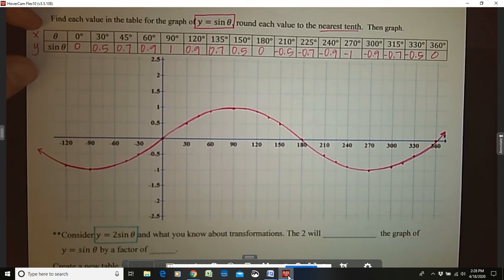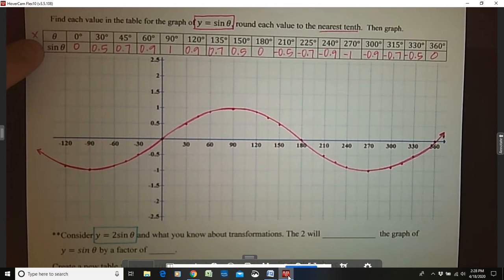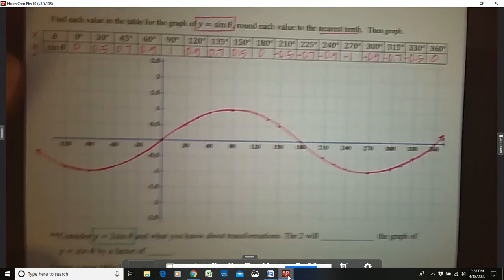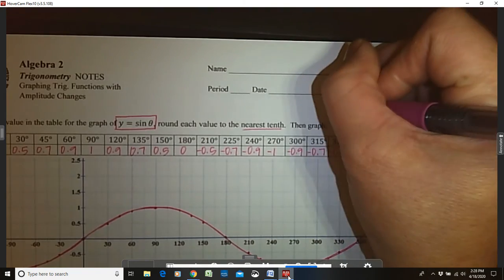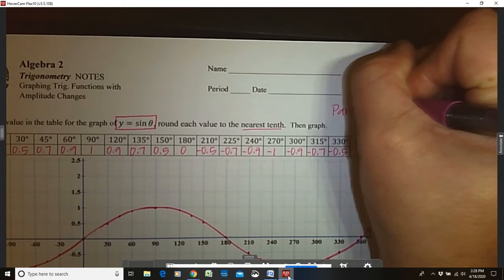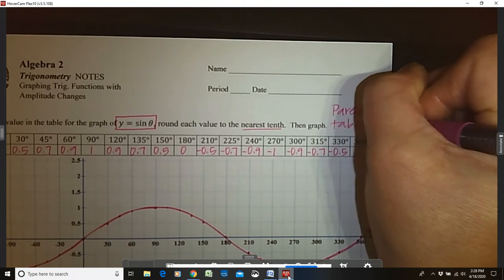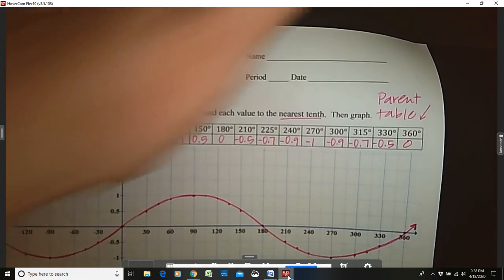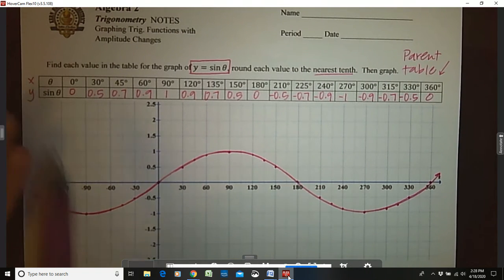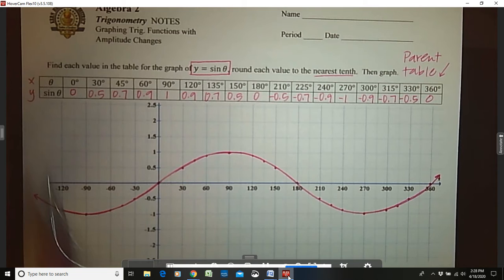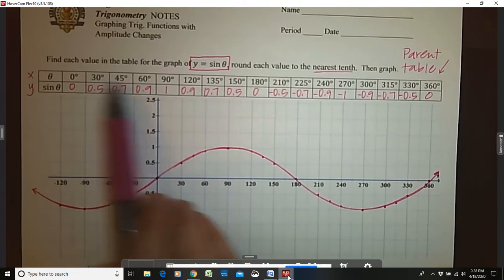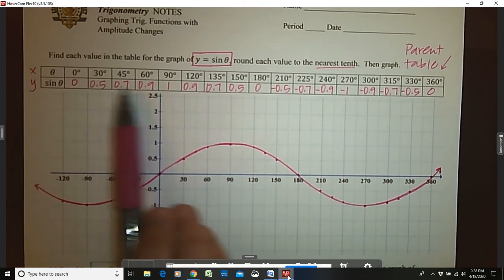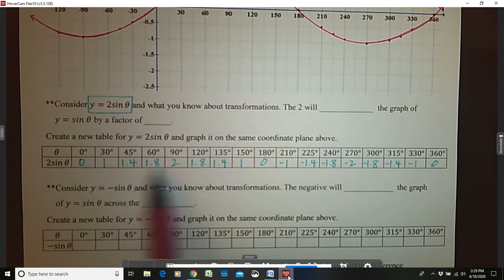Now, we're going to do that for all of these graphs. You're going to take the parent table, and you're just going to look at whatever number is out front and multiply these values by that number. So this is the parent table for sine. You can probably remember from transformations that we always go back to that parent table and just modify it by multiplying the x or the y values by something. In this unit, you're always just going to be changing these y values. In the next sections coming up, you may change the x values, but for this lesson, you're just going to be changing the y values like we just did. We multiplied the y values by 2.